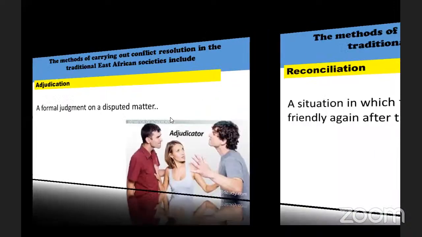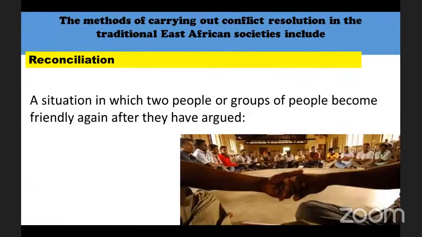So another method which was used in carrying out conflict resolution in traditional African societies is what we call reconciliation. This is a situation in which two or more people or groups of people become friendly again after they have argued. Hope you can see the illustration on my screen.